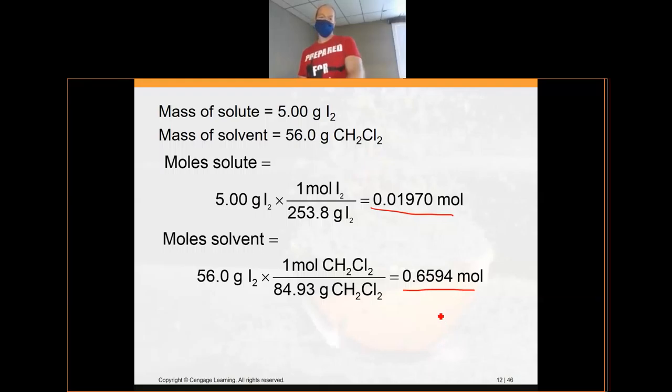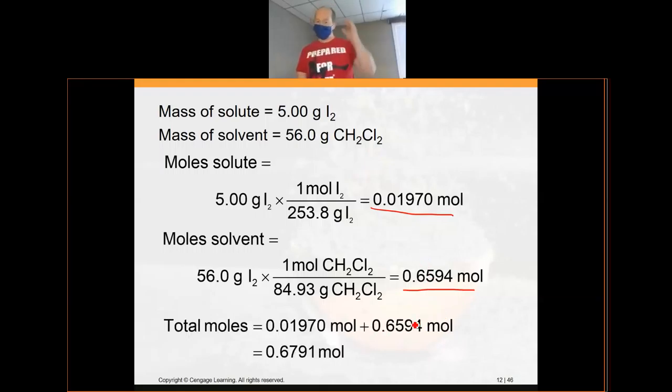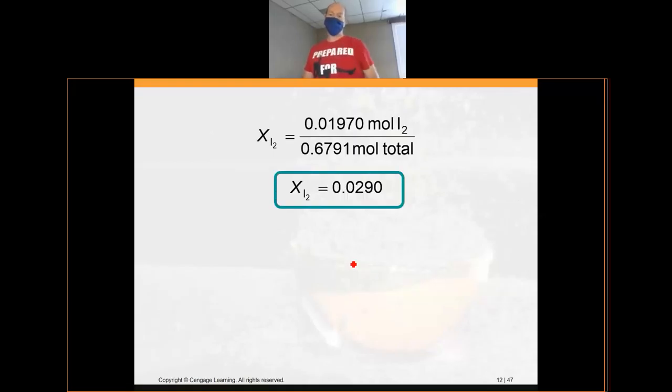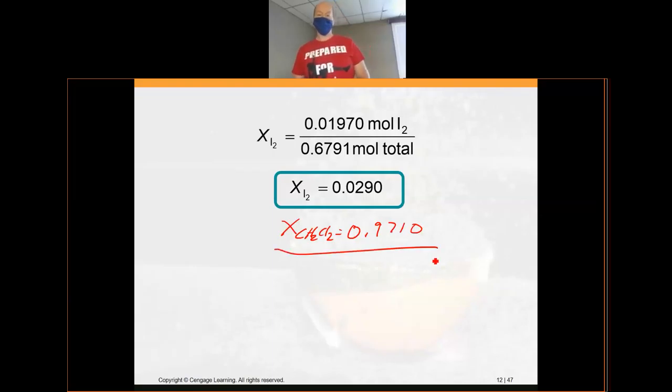All right, and so to get your total moles, you simply add those two numbers up, and that is 0.6791. Then to get the mole fraction of iodine, we take the 0.01970 divided by the total. To get the mole fraction of your methylene chloride, you take your 0.6594 divided by the total. You don't have to do it that way because once you have the mole fraction of iodine, your mole fraction of your CH2Cl2 is equal to 0.9710 because when you add those up, it has to equal 1.